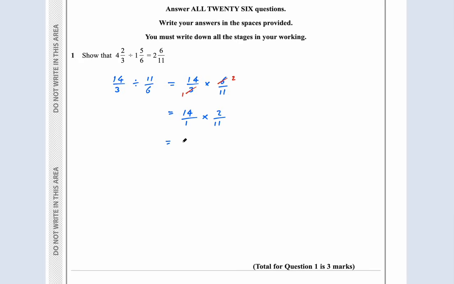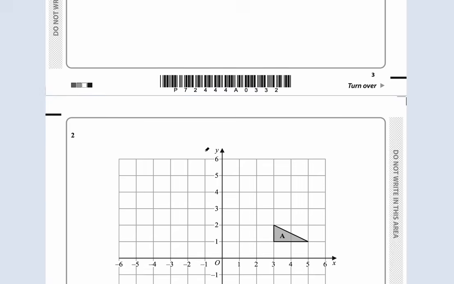14 times 2 is 28. 1 times 11 is 11. So we do tops times the top, bottom times the bottom. And 11 goes into 28 2 times. 2 times 11 is 22. And what's the remainder? 6, which is our 6/11ths, which is what we have here. Okay, that's question 1. Question 2.